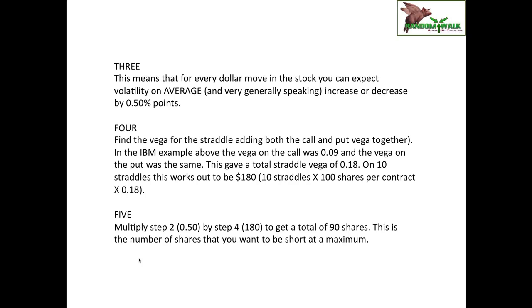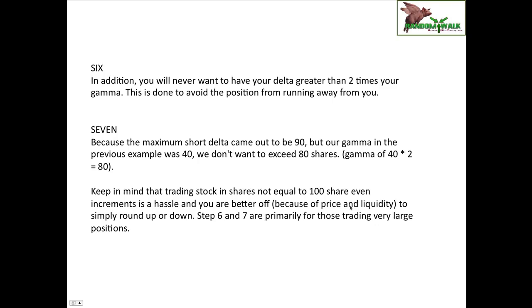Okay, so now we're going to multiply step 2, which is 0.5, by step 4, which is $180. That gives us a total of 90 shares, which is the maximum number of shares that you want to be short. If you're leaning short deltas, you want to be short 90 shares. Now, I'm going to give you a little leeway on this. If it says to be short 90 shares, get short 100. It's not worth paying the extra commissions and having the awkward stock position of 90 shares.